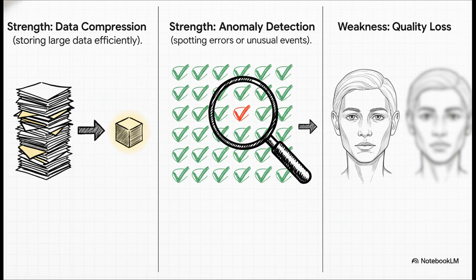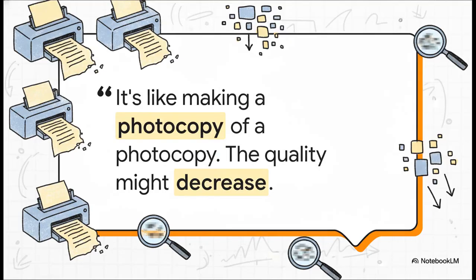Now, what's the catch? The big trade-off is quality loss. The pictures it recreates, well, they can be a little fuzzy. This quote really hits the nail on the head. When a VAE tries to rebuild data from its little compressed summary, the result just isn't quite as sharp as the original. It really is like making a photocopy of a photocopy. You lose a little bit of detail each time.